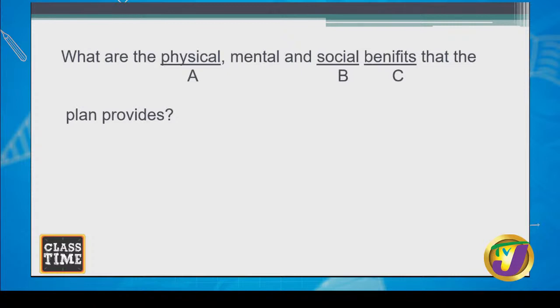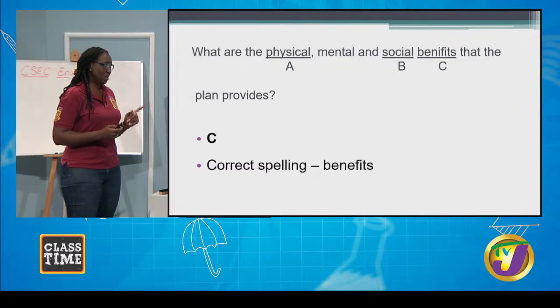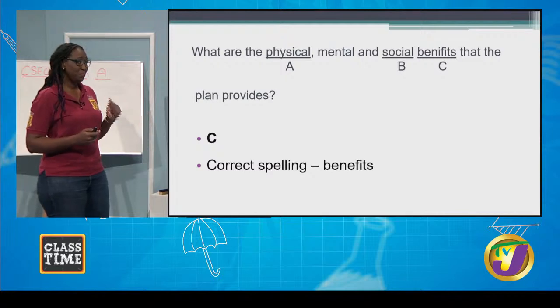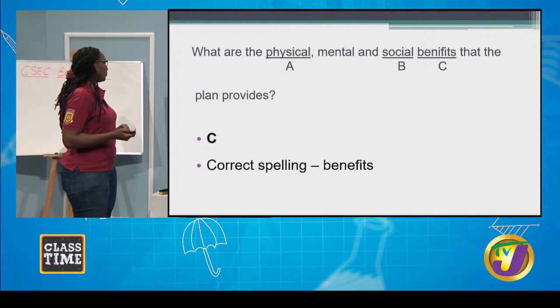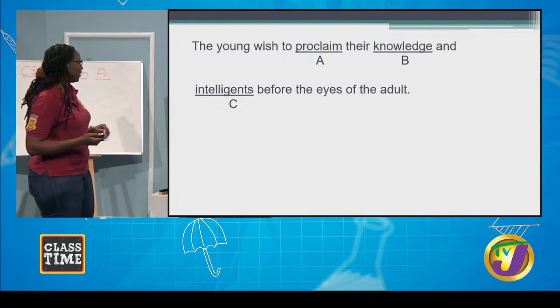So let's check it. The word that is not spelled correctly is benefits. How should we spell benefits? What we should have is B-E-N-E, not I. B-E-N-E, benefits. Very good. So now let's keep going. We're on a roll. You're doing well.